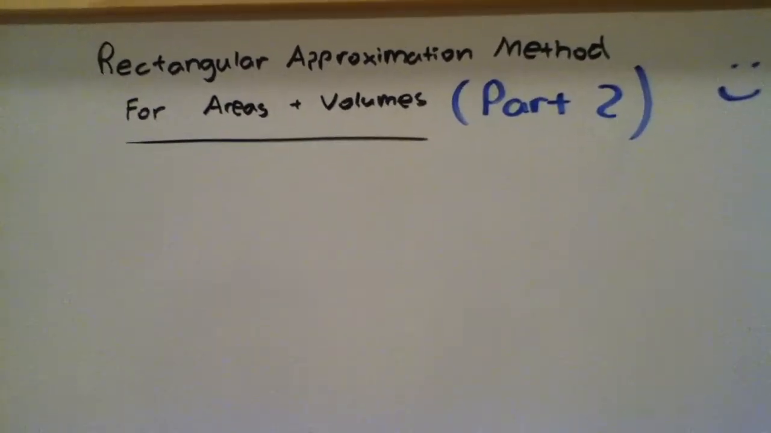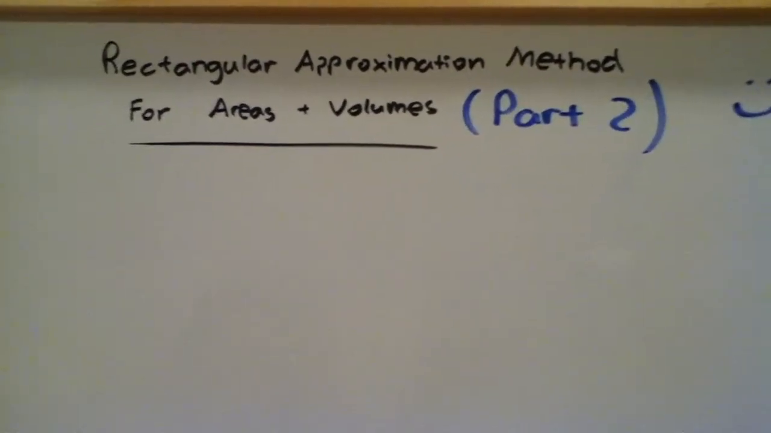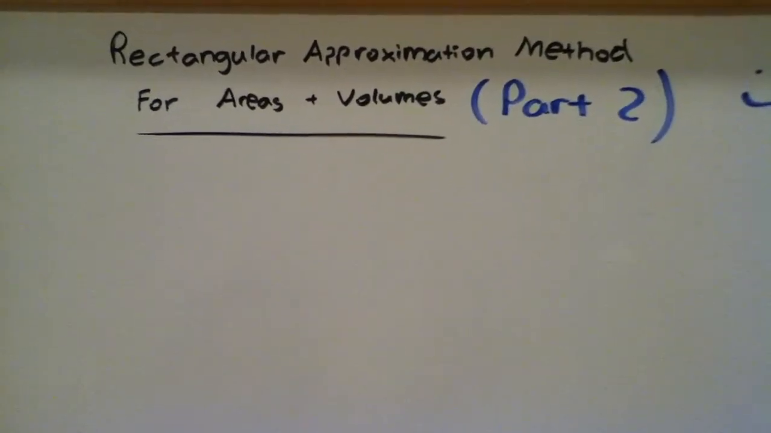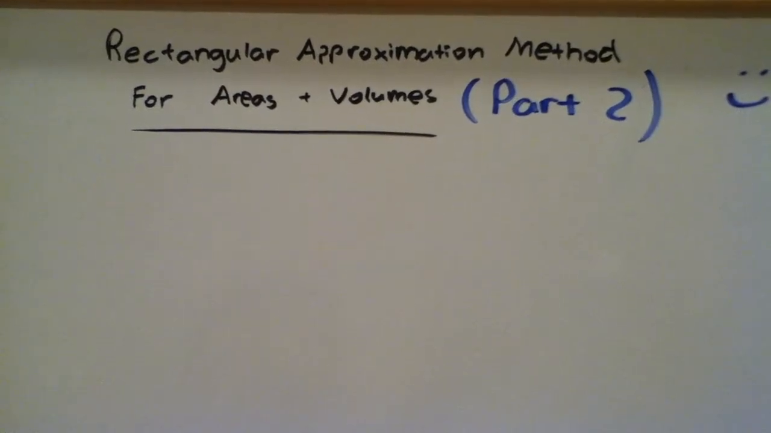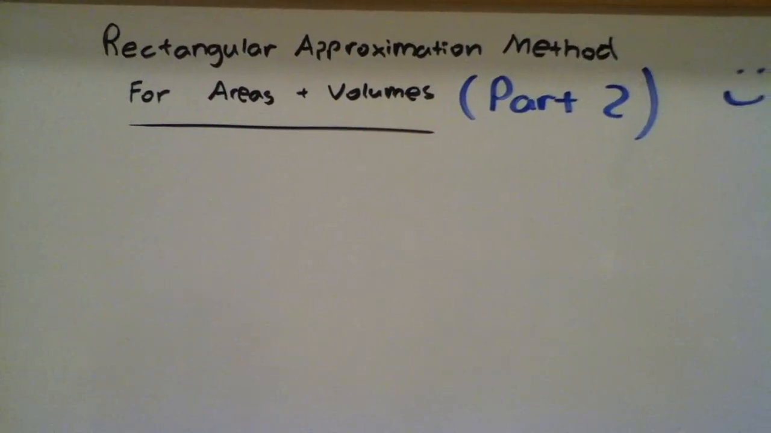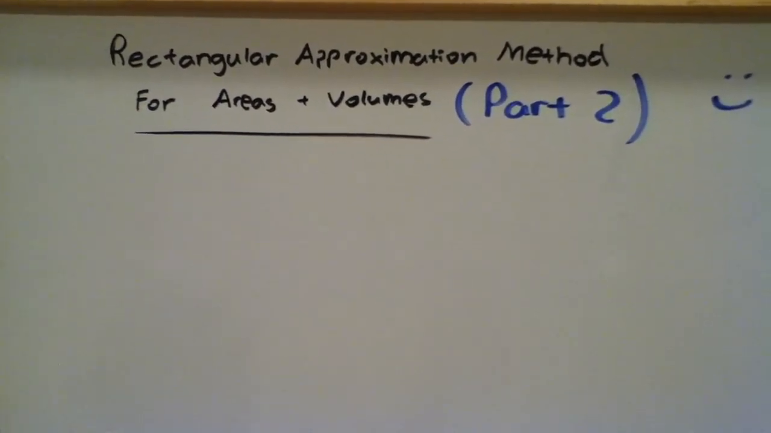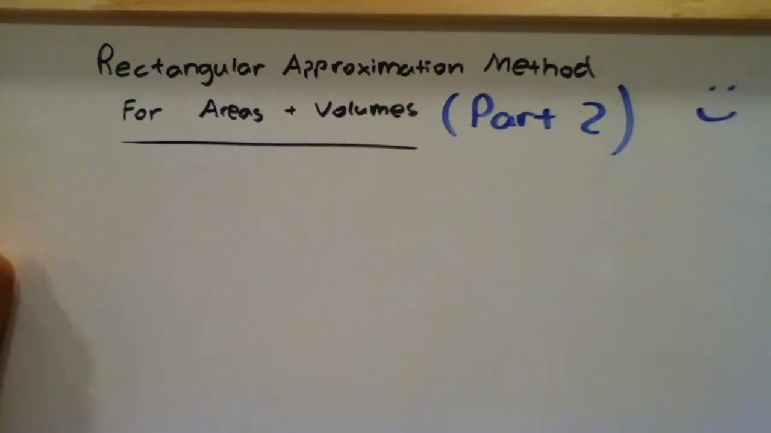Welcome back, and this is part 2 of my rectangular approximation method for areas and volumes. In this video I'll do an example for approximating a volume, as promised in my first video. So let's just take a curve.